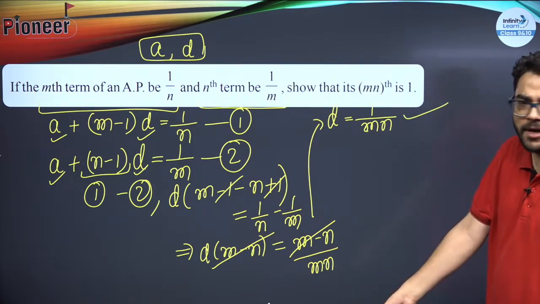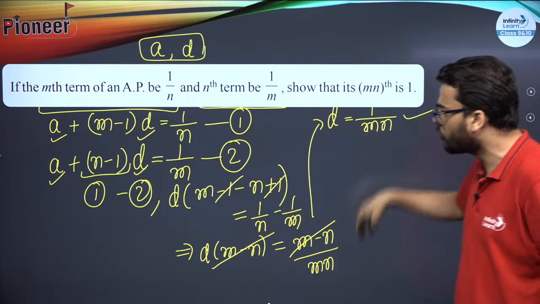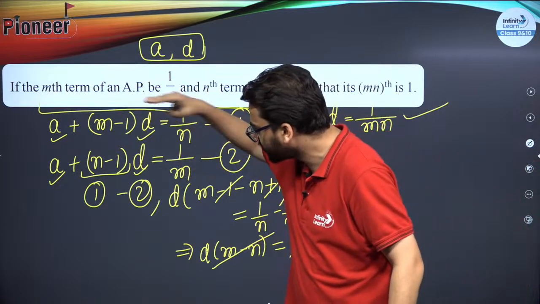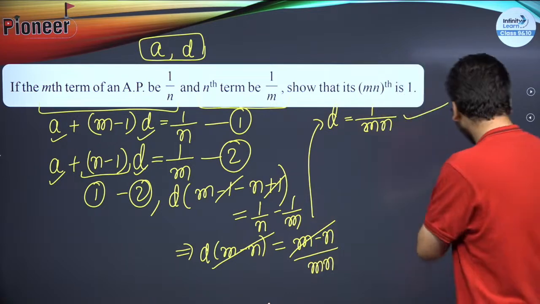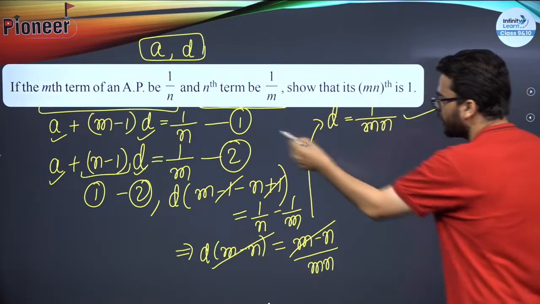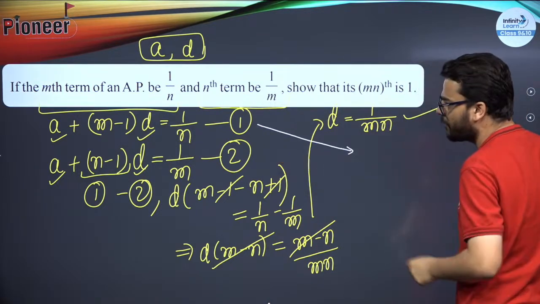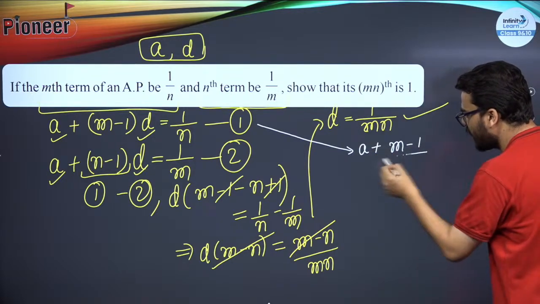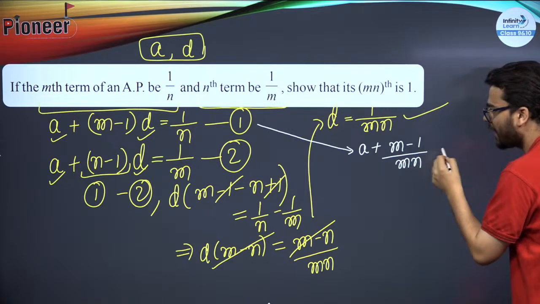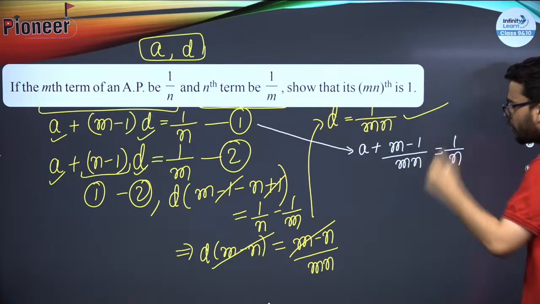So if you know the common difference, can I put d is equal to 1 by mn? You can put it in this equation or you can put it in the second equation. It is all up to you, right? So suppose I'm putting it in the first equation itself. So d is equal to 1 by mn. I'm putting it in the first equation itself. So a plus (m minus 1) upon mn, and that is equal to 1 by n over here, right?